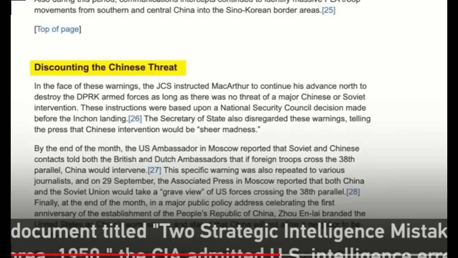Despite various warnings, the US is still antagonizing China. It is still provoking China when it comes to Taiwan. They are sending delegates there. They are sending warships to the Taiwan Strait. They are sending people like Pelosi, other delegates, and they are basically pushing China. And this seems very similar to what happened in the Korean War.